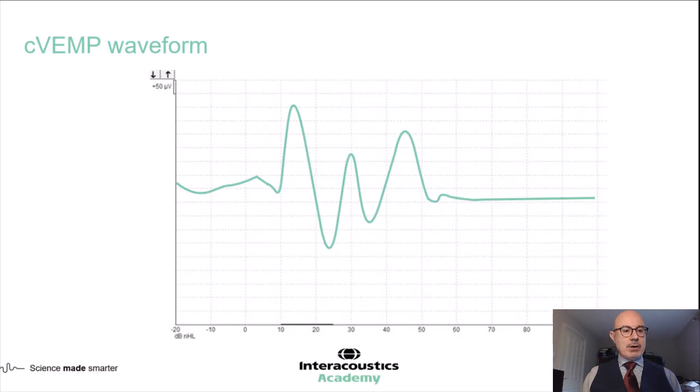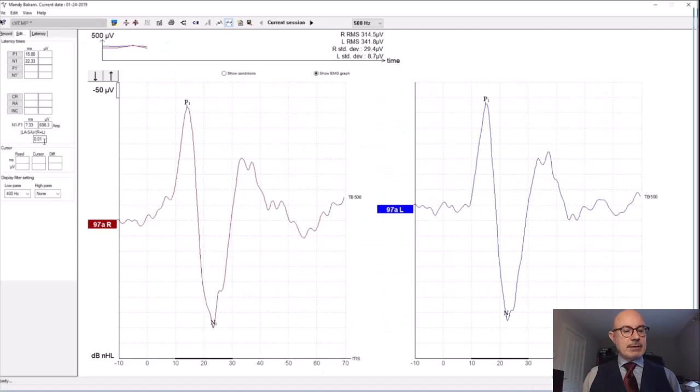In a typical cVEMP, we're looking at this biphasic wave where we have a positive then a negative component. And these come from the myogenic potential of the muscle relaxing and recontracting in relation to the stimulus. That's what they'll look like on an Eclipse system when we measure it. And again, you'll get to see these in a bit more detail in a moment.